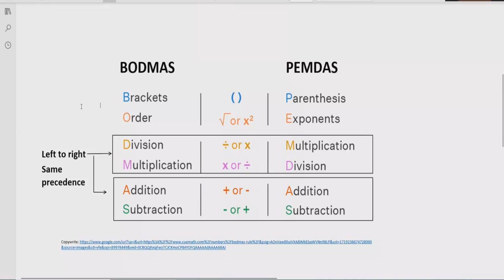Step number two is to look at the exponent or power of any number. If your expression contains any power of a number, you solve that part after the bracket. Step number three is to solve the division and multiplication in your expression. Go left to right, and if division comes first, solve the division first. If multiplication comes first, solve the multiplication first. Both have similar precedence, so you can solve whichever comes first.